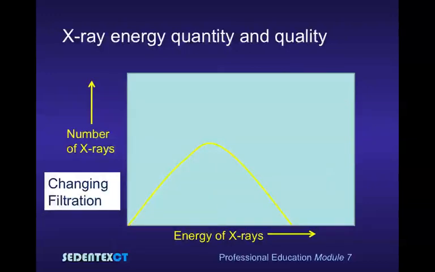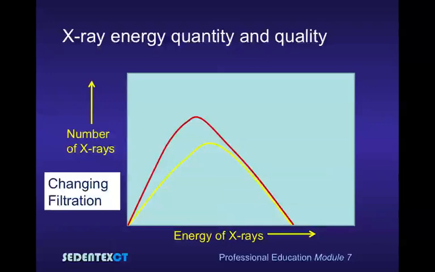What about filtration? Well, remember that filtration constitutes aluminium filters placed over the X-ray source in order to remove weak X-rays. So if we increase the filtration, we will actually reduce the overall quantity of X-rays, but we will move the peak of the curve to the right and therefore increase the mean energy. So we are changing also the quality of the X-ray spectrum.